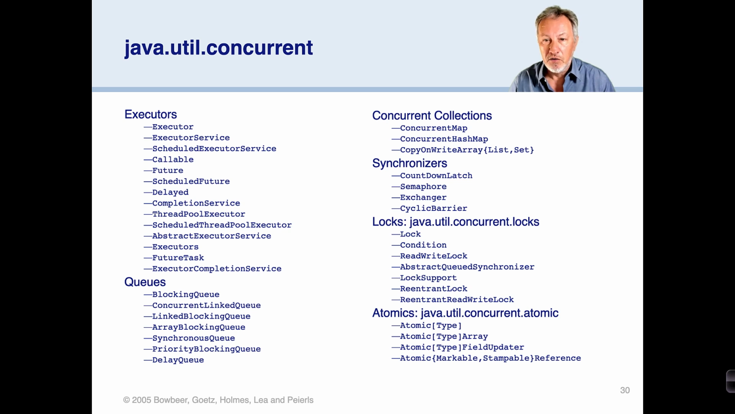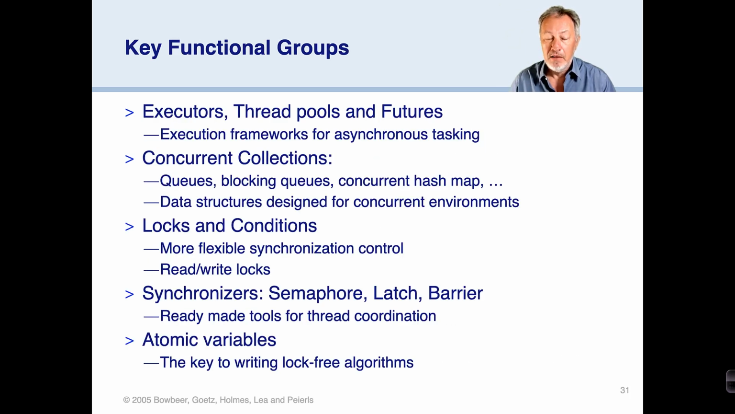We have various concurrent collections, which are guaranteed to be thread safe. Various kinds of synchronizers, so these are objects that are useful for declaring and managing critical sections. We have also various kinds of locks, and also some mechanisms for defining atomic blocks. The executors are especially interesting because they provide a means of managing thread pools and also provide futures.